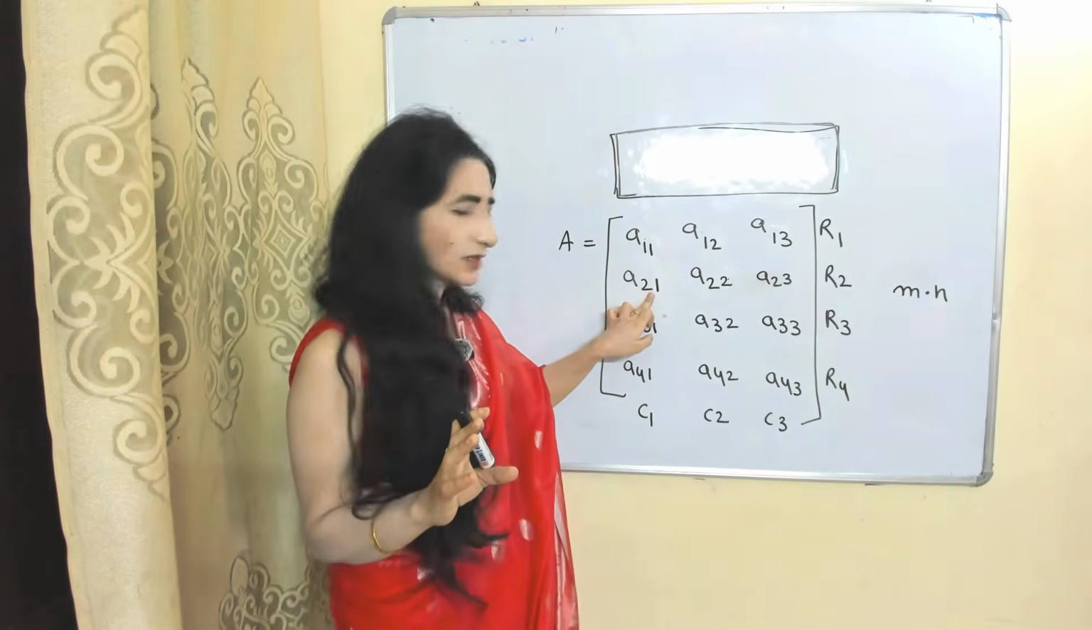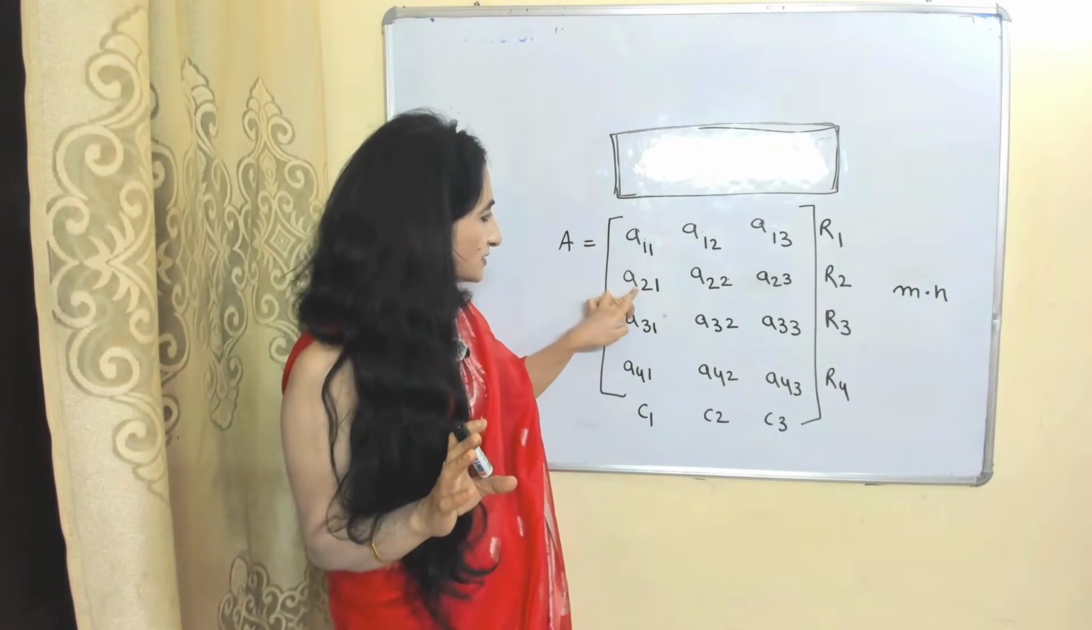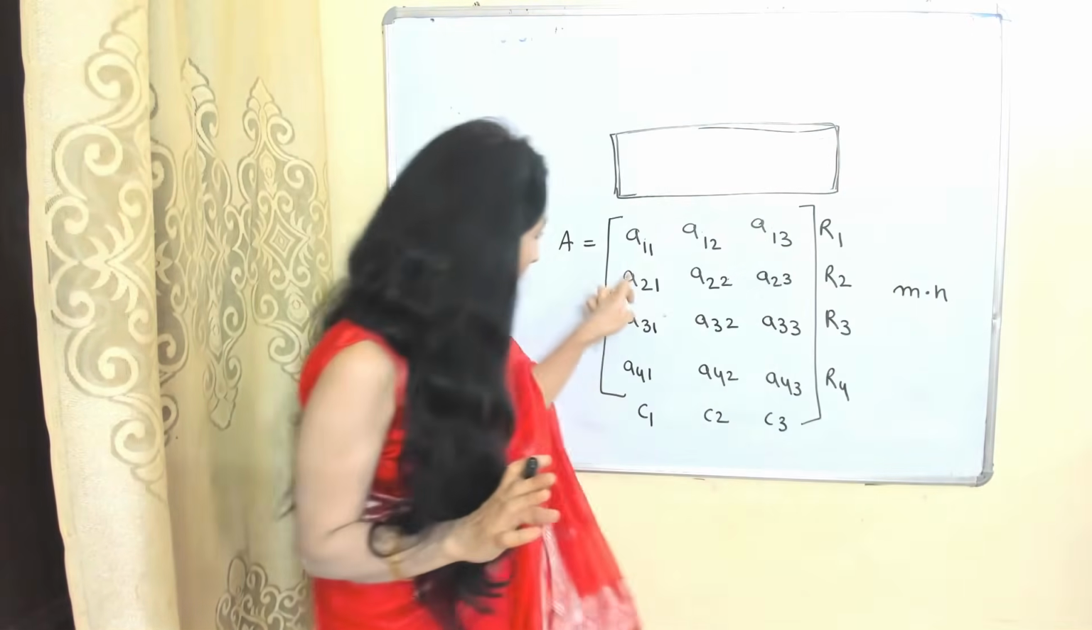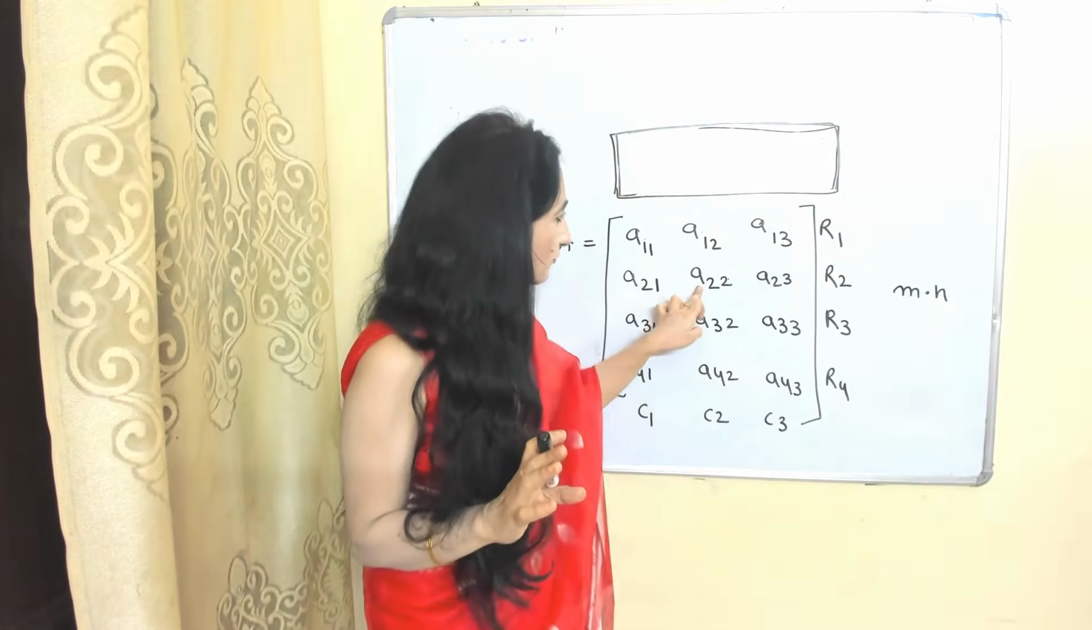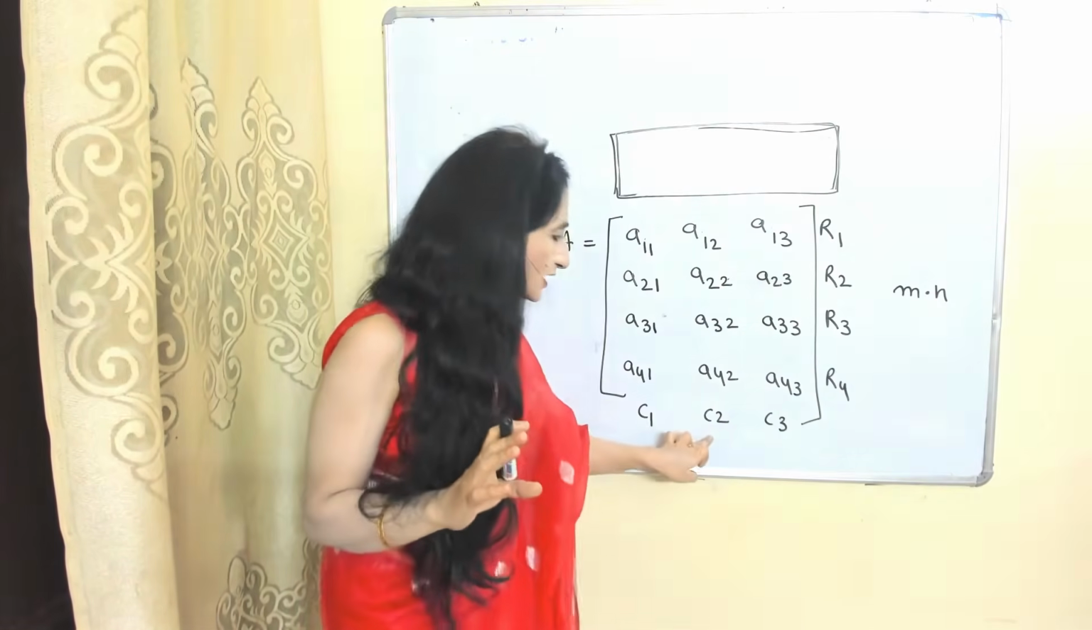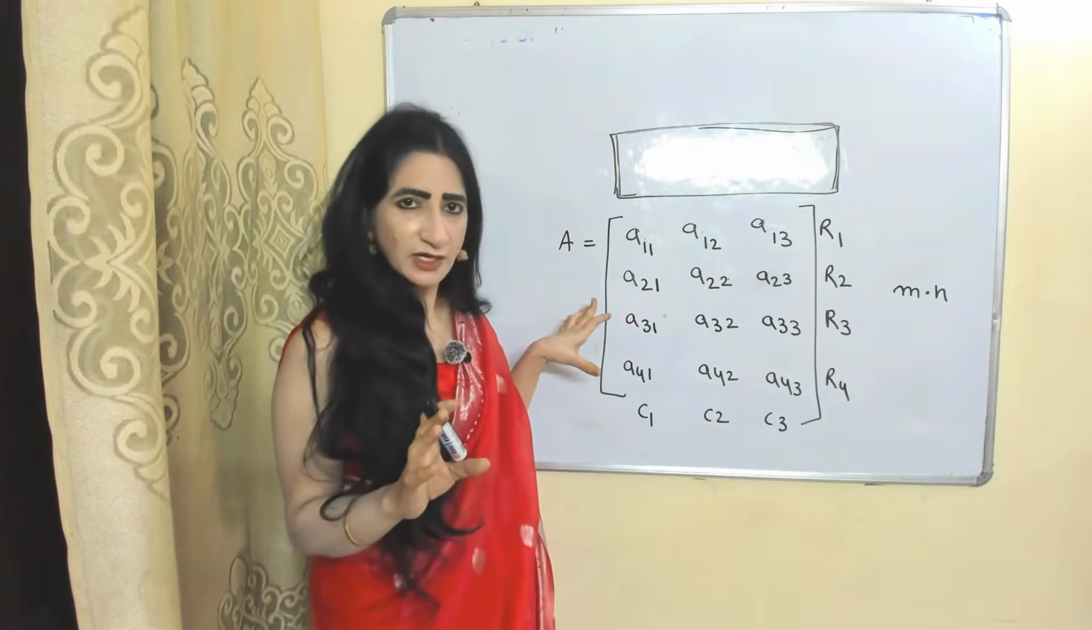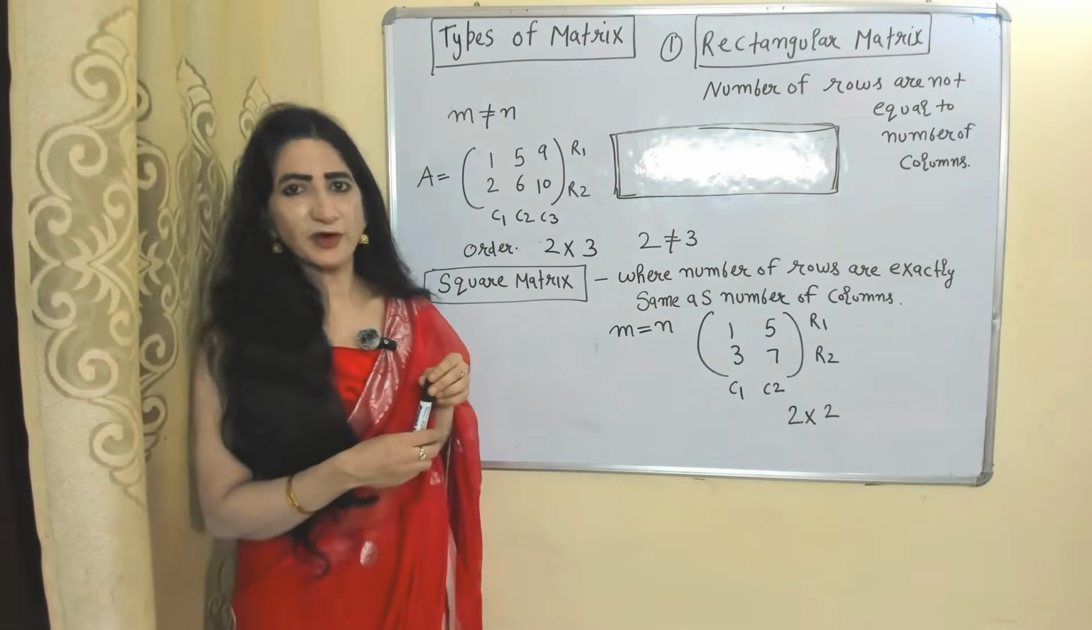Similarly, A21 means this element is part of the second row but first column. A22 means this element is part of the second row and second column. Similarly you can see for the others. Now we will see the types of matrix.